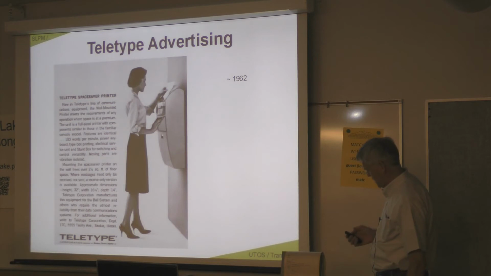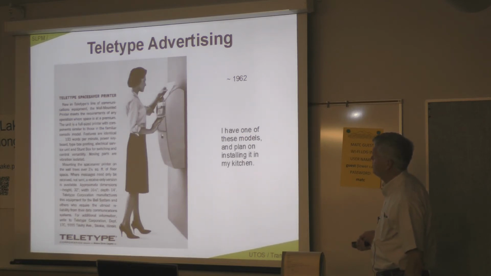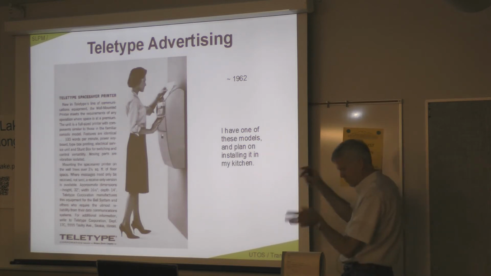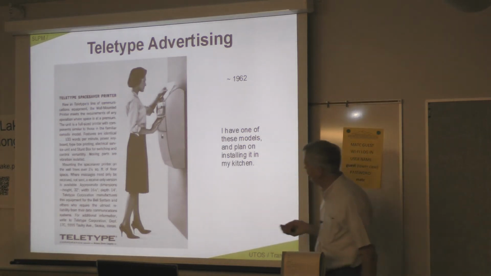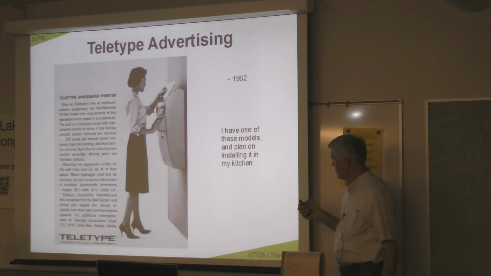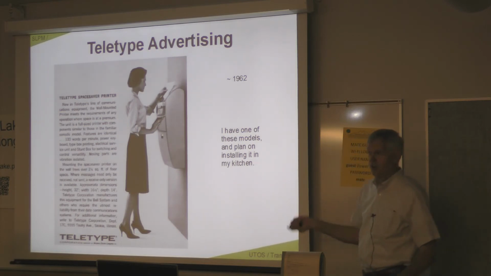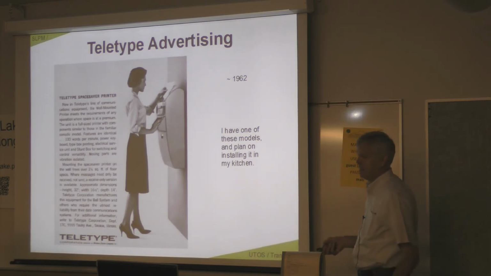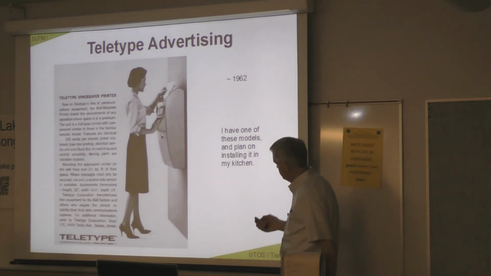Here's another one. I thought this ad was very well done. And I actually have one of these models, and I plan on installing it into my kitchen. And for many of you, you might realize that's a double entendre there. This is actually a wall mount machine, and my plan is to get it so that every morning at 6 o'clock in the morning, it's got the Drudge Report printed out in the news, so I don't have to do anything. And when I hear it running, I know it's time to get up.